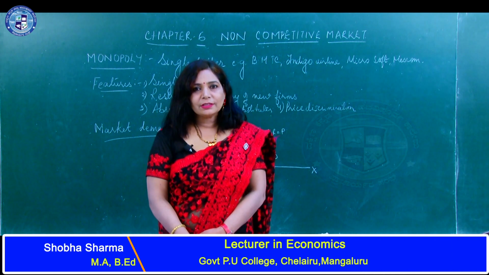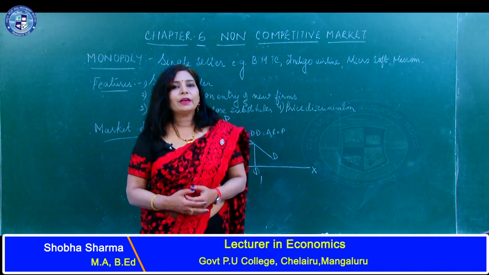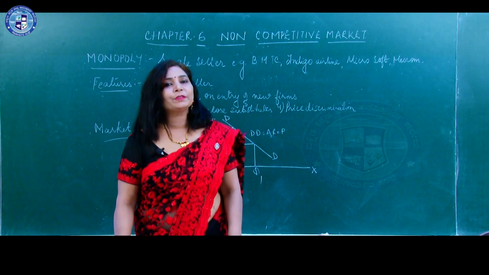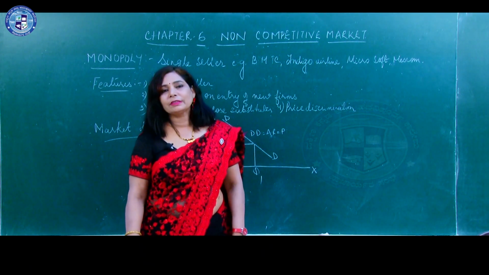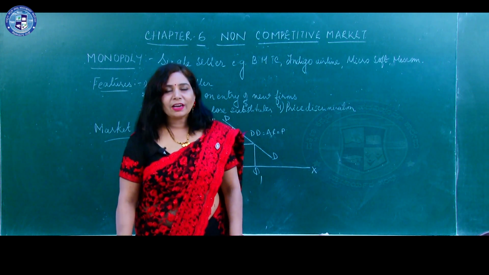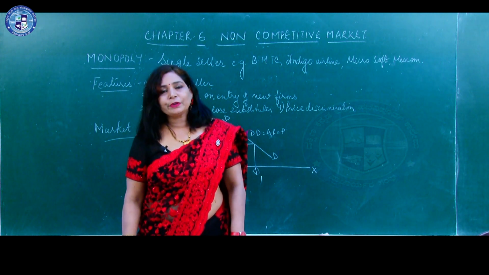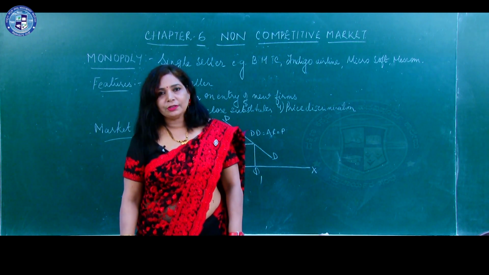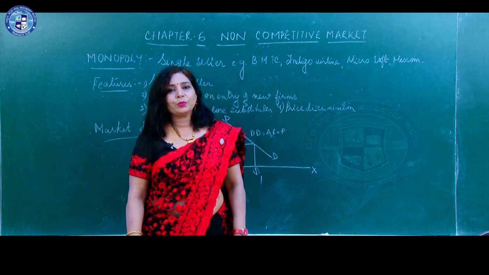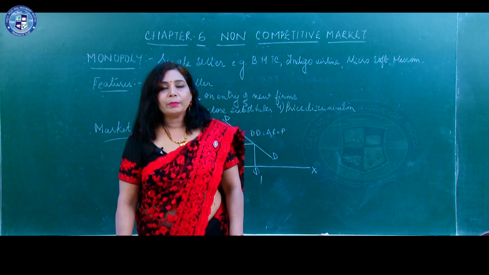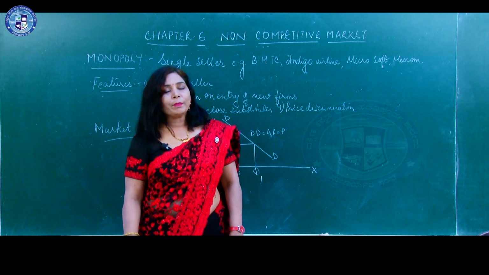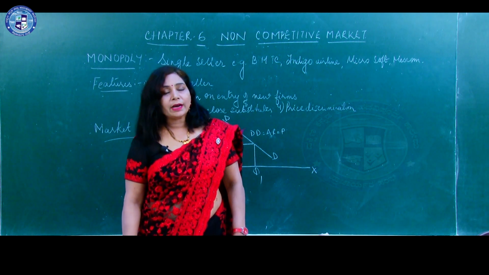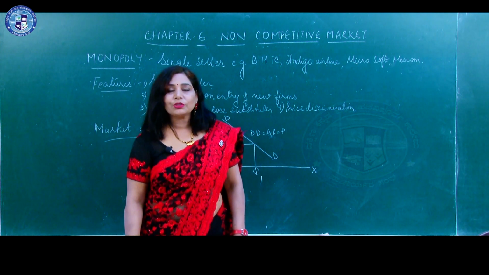My dear students, the next chapter that we are going to study today is about a non-competitive market, that is chapter 6. In the previous class you have studied about perfect competition market and various features of perfect competition. So, in today's class we are going to learn about the markets which are non-competitive in nature. So, which are those markets and which are the market structures which we are going to learn today?